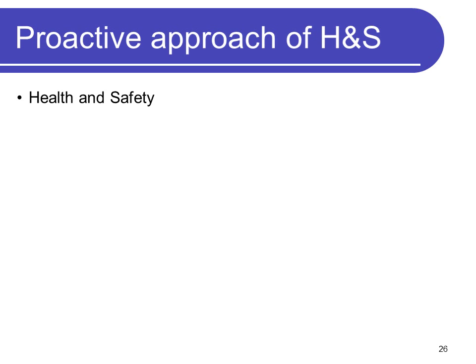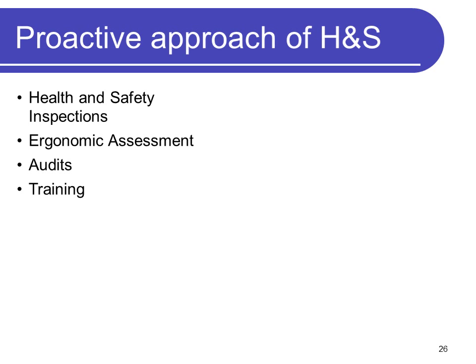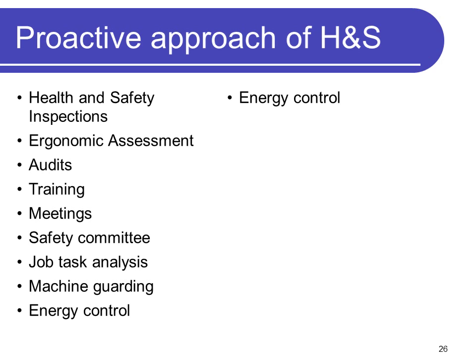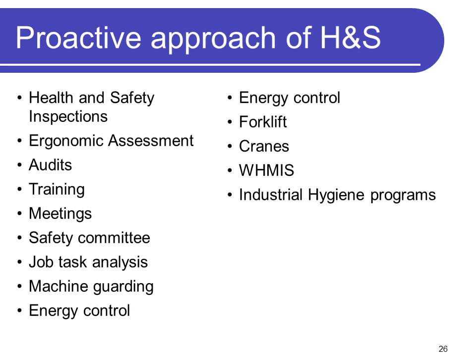What is the proactive approach to health and safety? For example, we have many health and safety inspections, ergonomic assessment, audits, training, meetings, safety committees, job task analysis, machine guarding, and energy control. These are all the programs that we have in the companies that I work for, and it's important to have them in place in order to prevent all these injuries and illnesses in the workplace. Also, we have energy control, forklift, crane safety, WMS, we will see what that means.